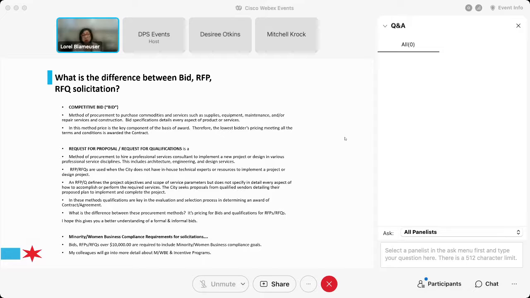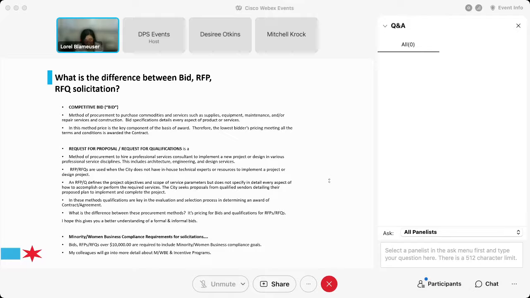RFPs, RFQs are used when the city does not have in-house technical experts or resources to implement a project or design project. For example, we have so many different requests for proposals. We have temporary staffing, we have integrity monitors, the several wonderful opportunities that are available at the airport. There's lots of opportunities under the Department of Transportation. There's a vast variety of opportunities that are growing every day with everyone.